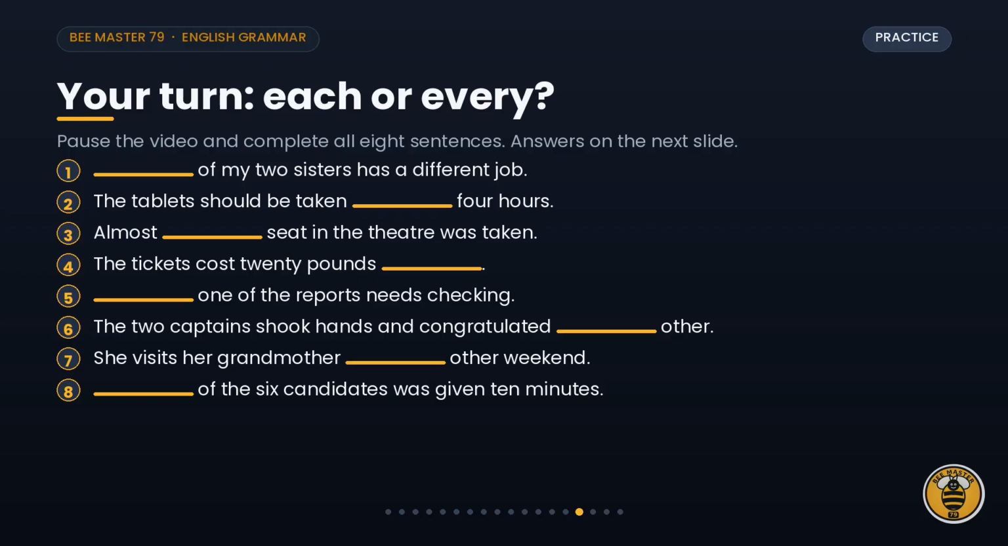Now it is your turn. 8 sentences, and exactly 1 word goes in each gap, either each or every. Pause the video now, write your 8 answers down, and then start it again to check them.